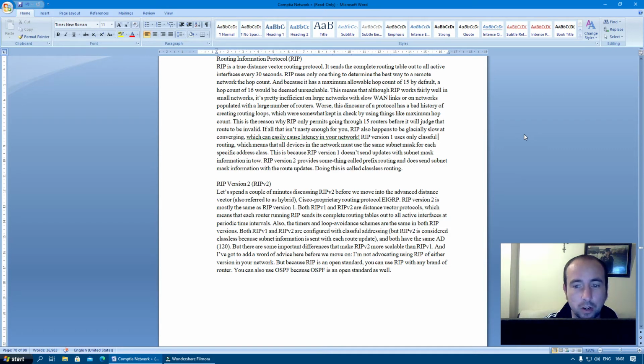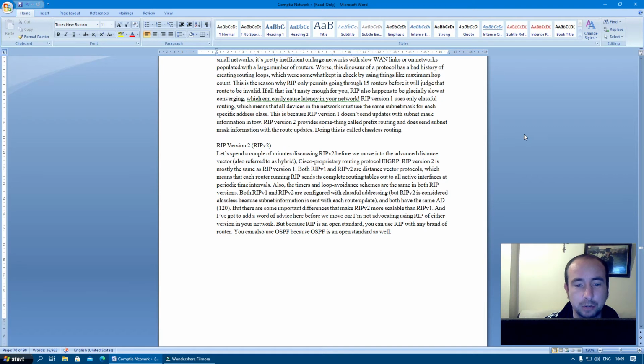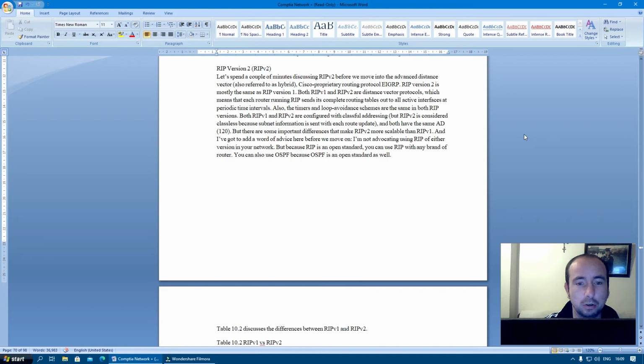RIP version 1 uses only classful routing, which means that all devices in the network must use the same subnet mask for each specific address class. This is because RIP version 1 doesn't send updates with subnet mask information in tow. RIP version 2 provides something called prefix routing and does send subnet mask information with the route updates. Doing this is called classless routing. Routing Information Protocol version 2.